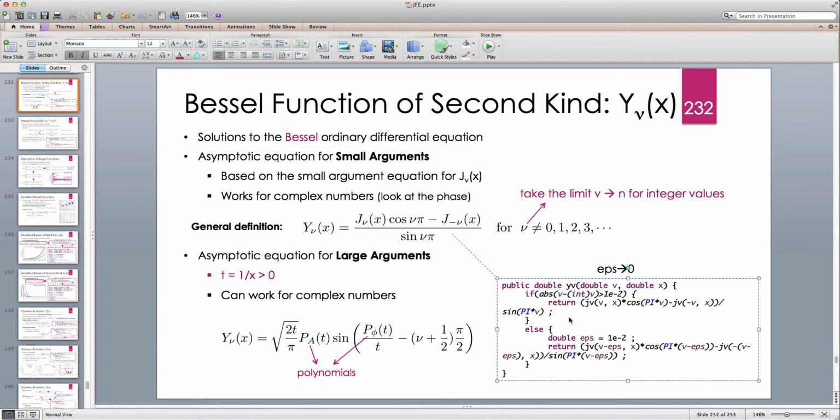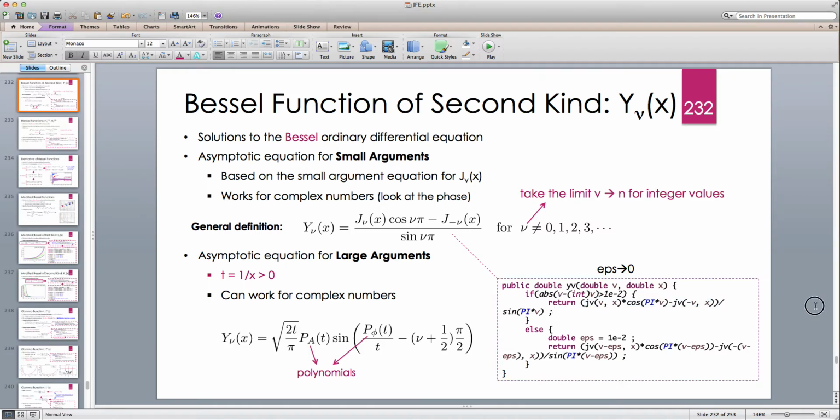But here for simplicity, because our implementation of Jnu is extremely fast, we don't care if we calculate Jnu once or twice. So I'm going to rely exclusively on this general definition and calculate Ynu solely based on Jnu. So here's the code. It's extremely simple. When we want to calculate Ynu, for any double nu, we check if nu is an integer or not. If it's not an integer, we return Jnu of nu and x times cosine of pi nu, minus Jnu of minus nu and x, divided by sine of pi nu.